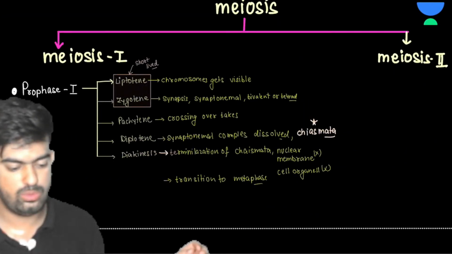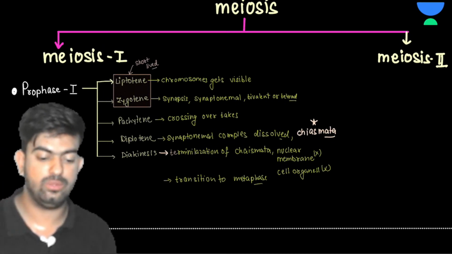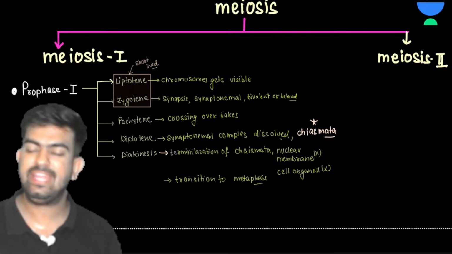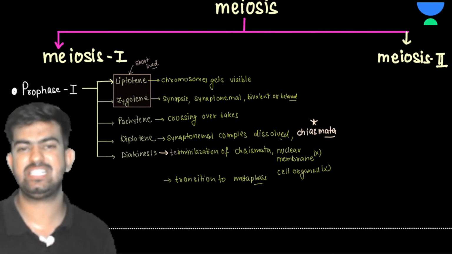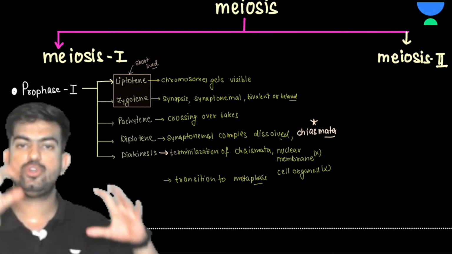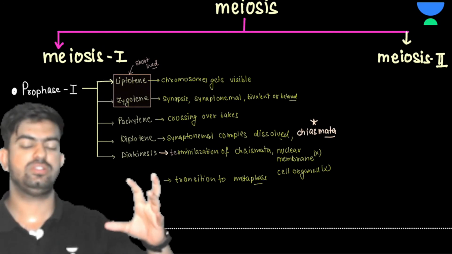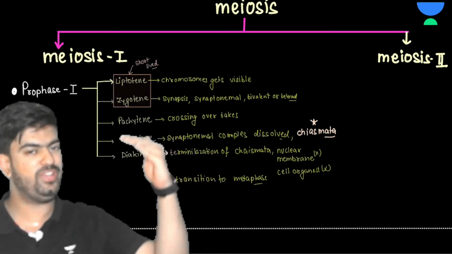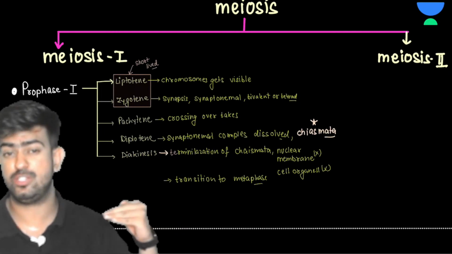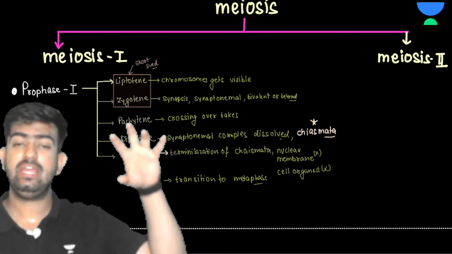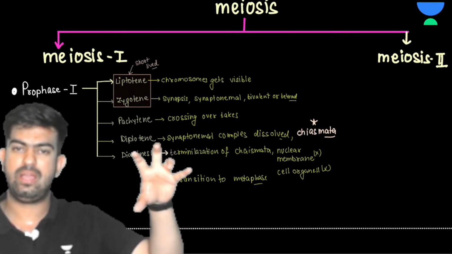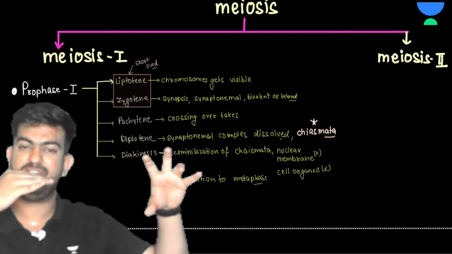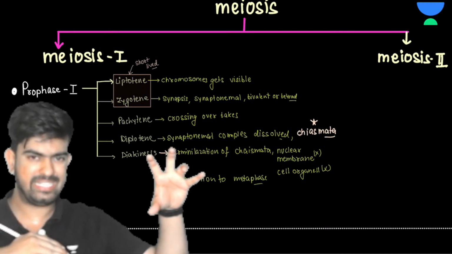I'm going to move a little to the side so that you can take a screenshot of this prophase 1. Again, let's revise it quickly and understand prophase 1. The M phase of meiosis is divided into two parts, meiosis 1 and meiosis 2. In meiosis 1, we have prophase 1, metaphase 1, anaphase 1, and telophase 1. In prophase 1, we have leptotene, zygotene, pachytene, diplotene and diakinesis.